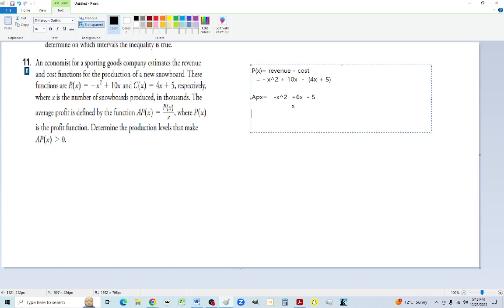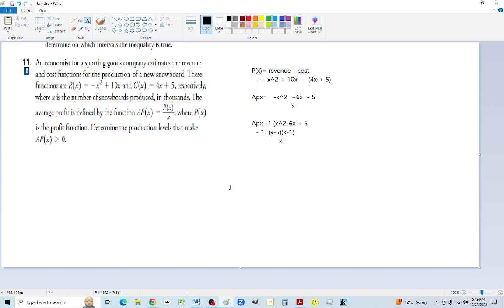So if we factor the top, A(x) is, let's take a minus out, x squared minus 6x plus 5. Oh, no, it's plus 5, yeah. So that's x minus 5, x minus 1, all over x. So they just want to see, when is this above 0?